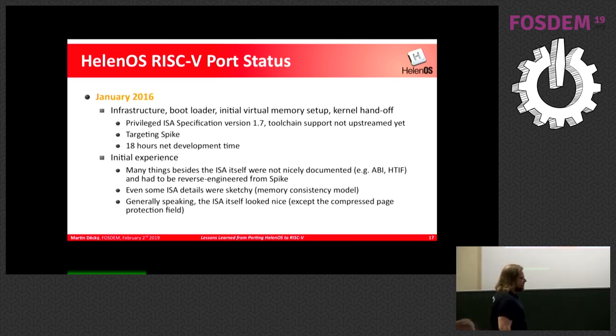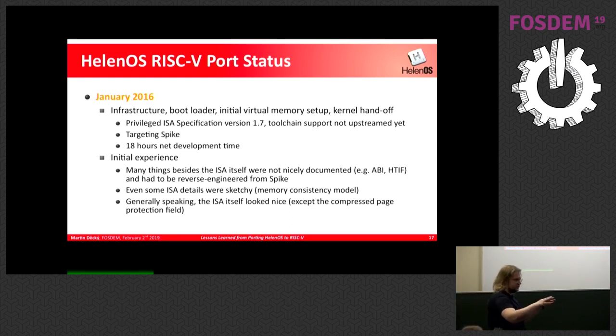Okay, so that was generally speaking about HelenOS, and you are probably interested in our RISC-V port, because this is a RISC-V dev room. So I did some initial experimentation in 2016, when I had a talk about this in the microkernel dev room at FOSDEM. If you remember 2016, the privileged ISA specification of RISC-V was in version 1.7. There was no upstream toolchain support, so no GCC, no binutils upstream support. And the only usable emulator or platform was Spike.